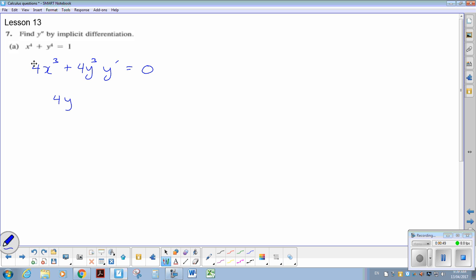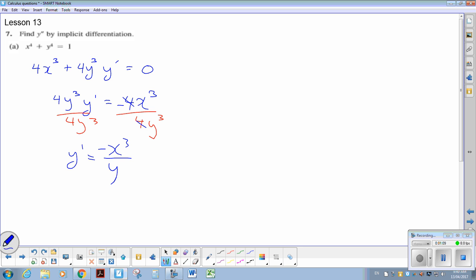So 4y cubed, y prime equals 4x cubed. Oops, it'd be a negative. Divide both sides by 4y cubed. And if you do that, the 4's will cancel. So we get y prime equals negative x cubed over y cubed. Now we want to take the derivative of that.